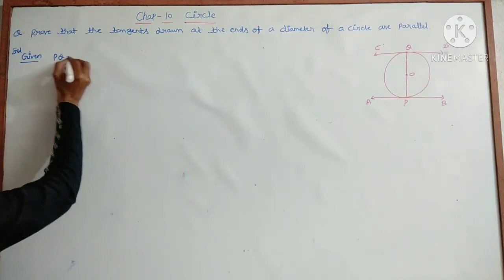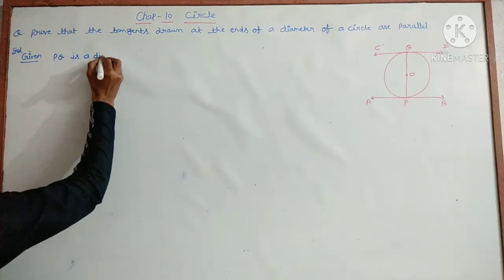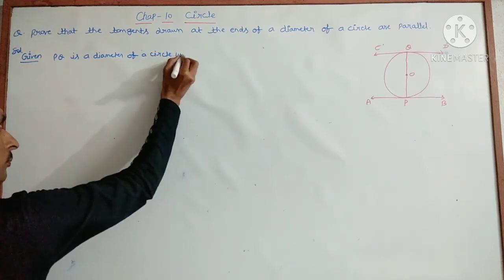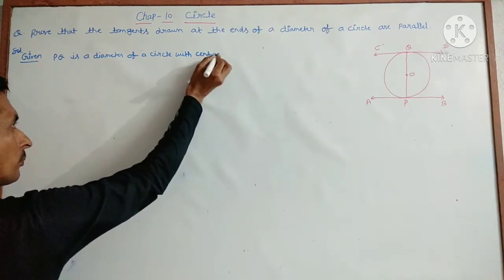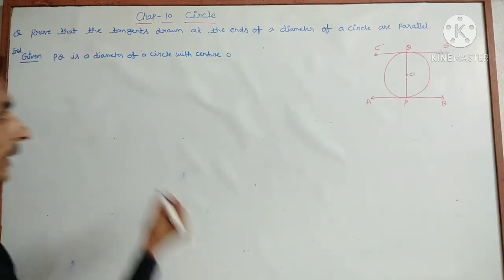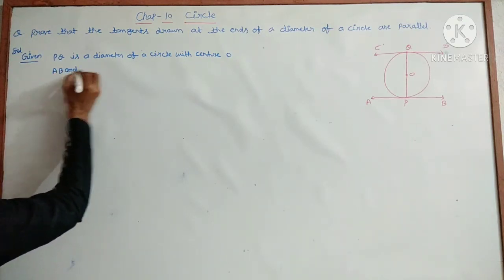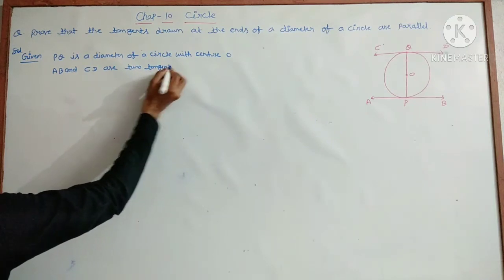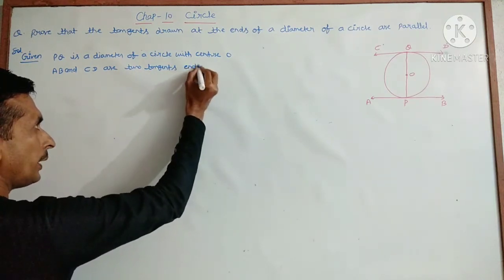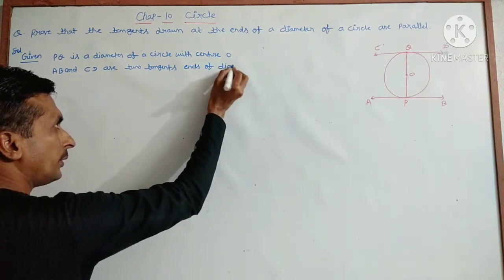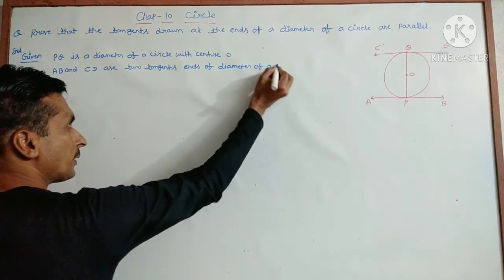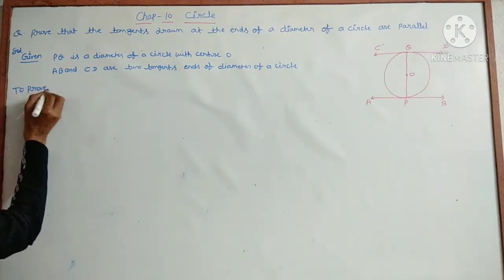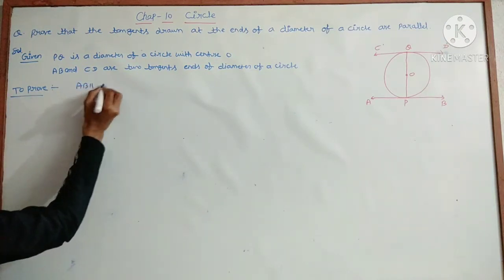PQ is a diameter of a circle with center O. AB and CD are two tangents at the ends of the diameter of a circle. To prove: AB is parallel to CD.